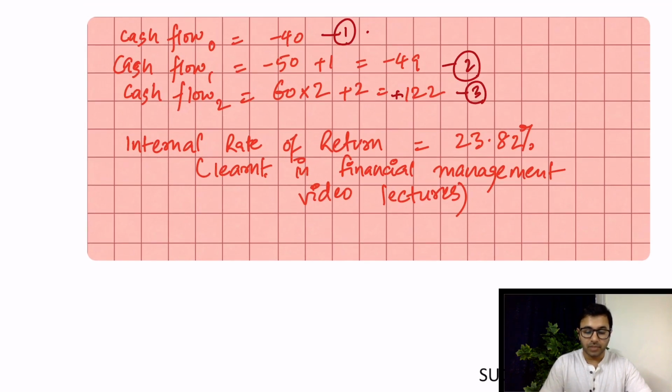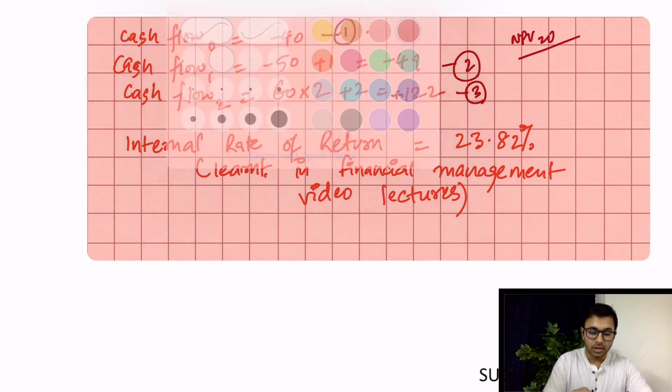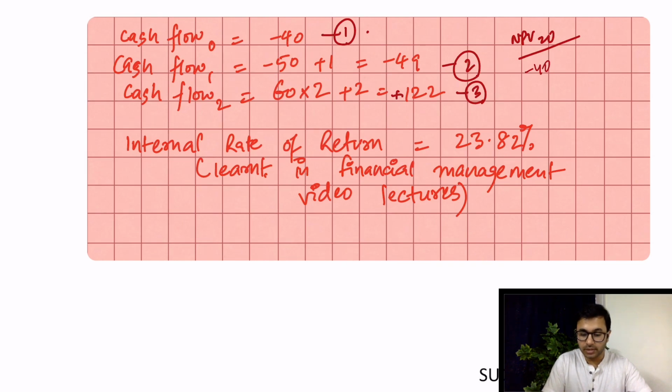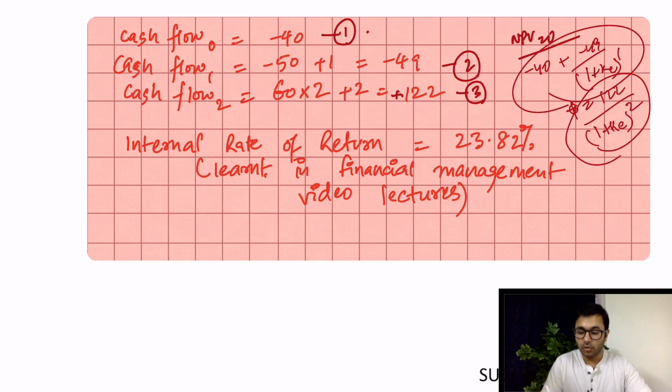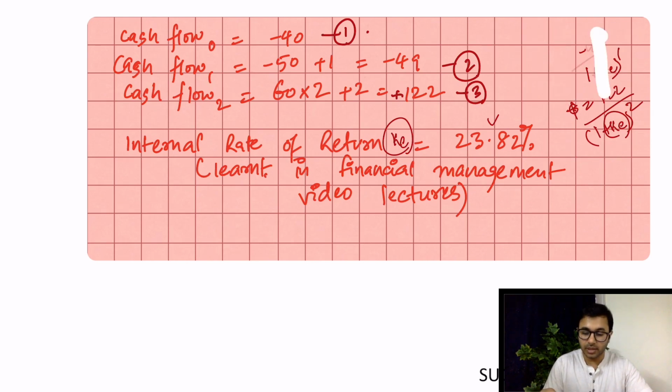Internal rate of return is nothing but identifying the rate of return at which NPV is 0. That certainly means that the outflow is -40 in year 0, then you have -49 in year 1, and we bring it down to year 0, and we have a cash inflow of 122 in year 2. This is the inflow at year 2, divided by (1 plus k e) raised to power 2. So this cash outflow should be equal to cash inflow. That means NPV should be 0 in order to find out the internal rate of return. So the KE at which NPV is 0 becomes our internal rate of return. I hope it's very clear now.